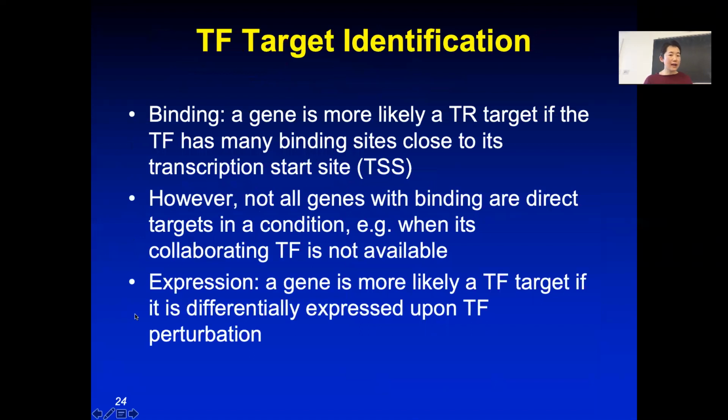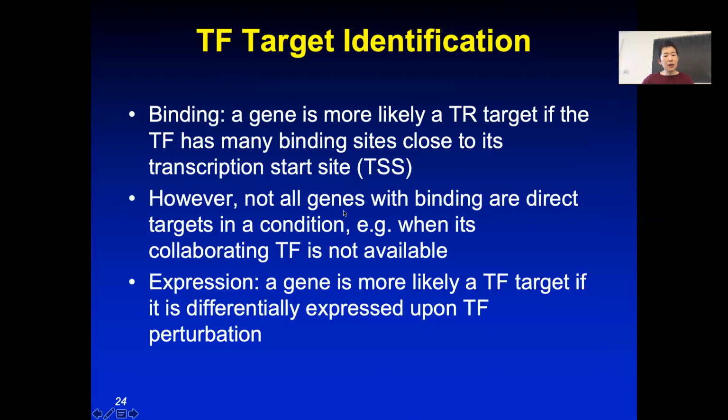And so right now, at least what we use is, you ask, okay, what is the TF's real target? We say, okay, we need to look at different evidence. One is you need to look at binding. So a gene is more likely a transcription factor target if this transcription factor has many binding sites that are fairly close, or that are closer to the transcription start site of this gene.